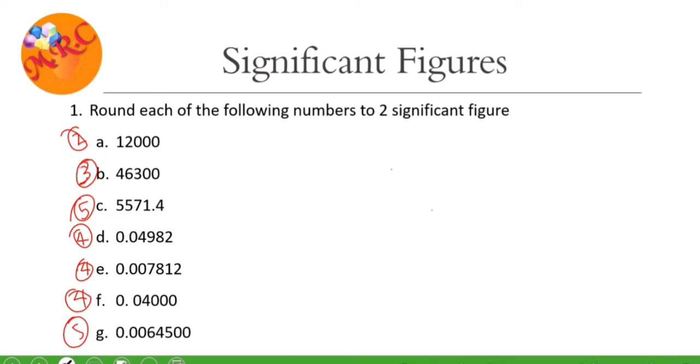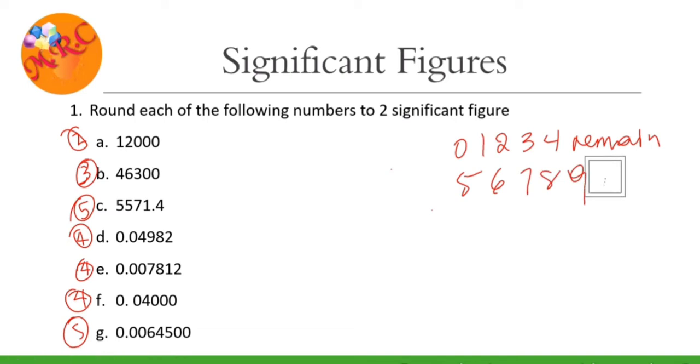Let's do the rounding now. If it's 0, 1, 2, 3, or 4, it's going to remain, right? If it is 5, 6, 7, 8, or 9, we're going to add 1, or it's going to increase. So we can say add 1, or we can say increase. Alright, so it's going to increase.